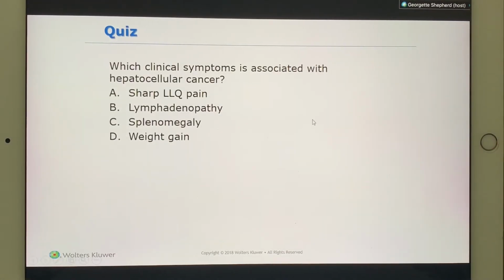Okay, which clinical symptom is associated with HCC? Splenomegaly. Yeah, the only one there is splenomegaly. Now, when we find HCC, we want to make sure that we look at the aorta, because we are looking for lymphadenopathy. You're seniors now, so you're not just taking pictures, you're actually looking for pathology. You have weight loss, not weight gain. You have right upper quadrant pain, not left lower quadrant pain. Lymphadenopathy, that's not a clinical symptom.